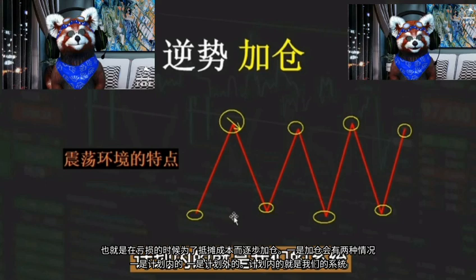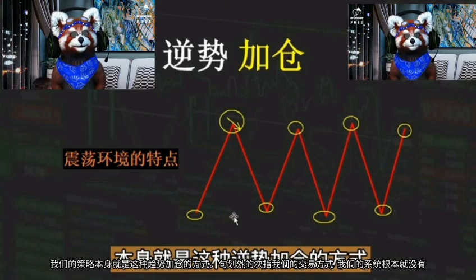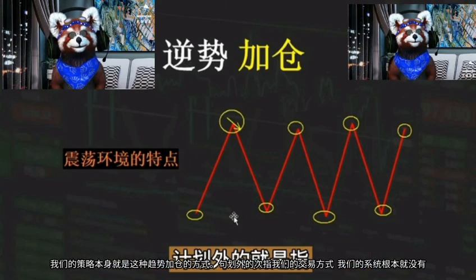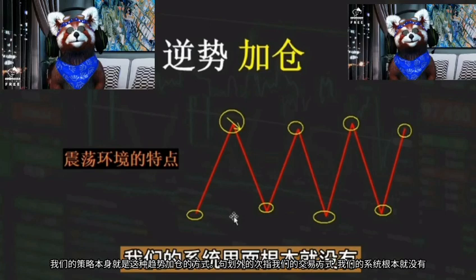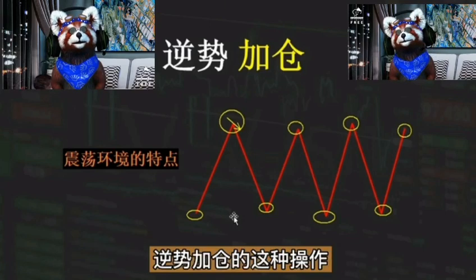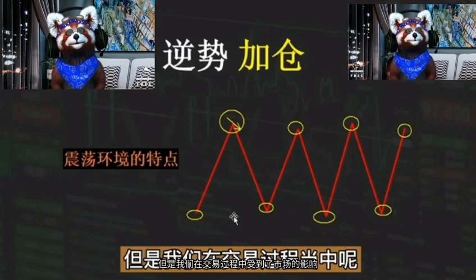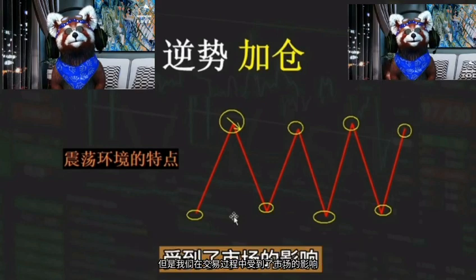What is within the plan is our system. Our strategy itself is a way to increase our position in this trend. Outside the plan refers to a trading method which our system doesn't have at all, but we were influenced by the market during the trading process.